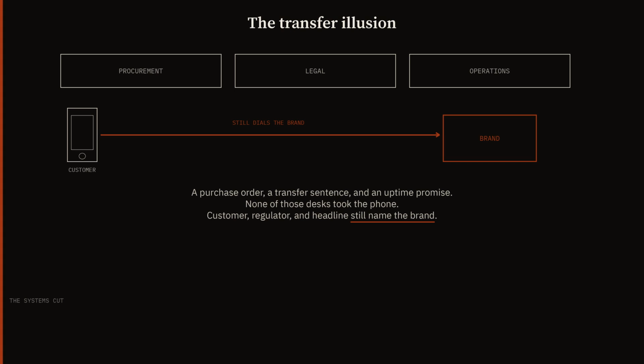The customer who lost a file still dials the brand. The regulator who opens a case still writes the name that collected the data. The journalist who writes the headline still prints the logo people already know.